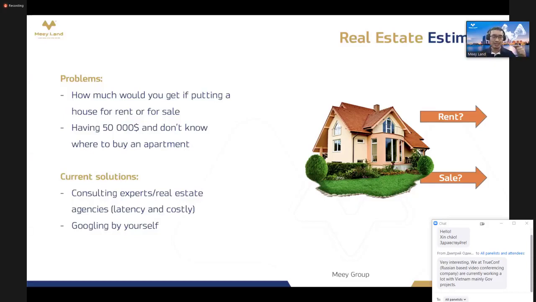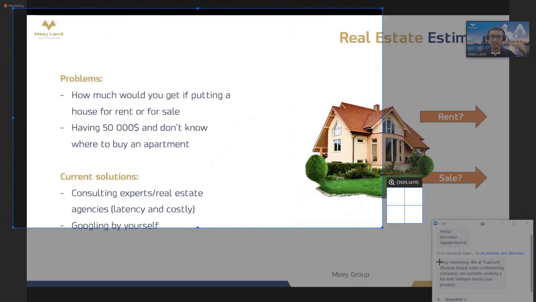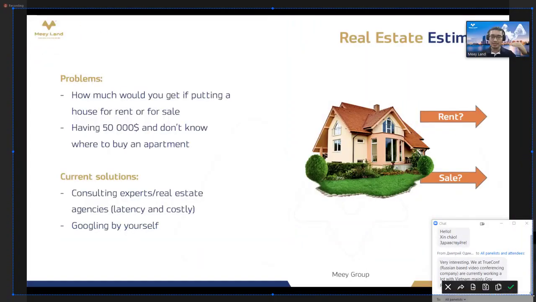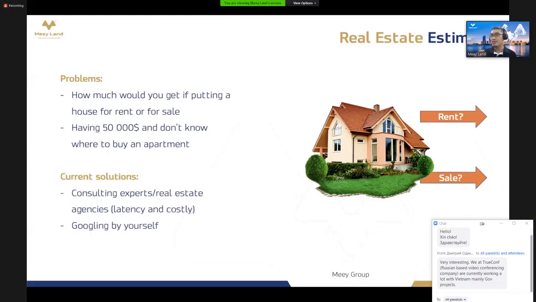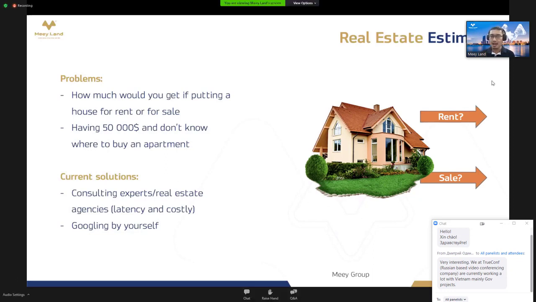So our aim is to develop an AI, a machine, where you put in the input, like the location of the house, the area, the number of bedrooms, and it will analyze that information and then return a number. Let's say if you sell it, it will return, for example, 500 million. That is the problem that we are trying to tackle in Meey Land, this very specific real estate estimation.